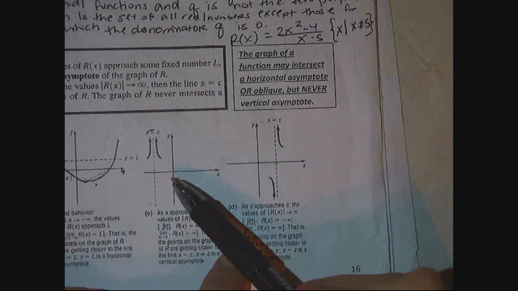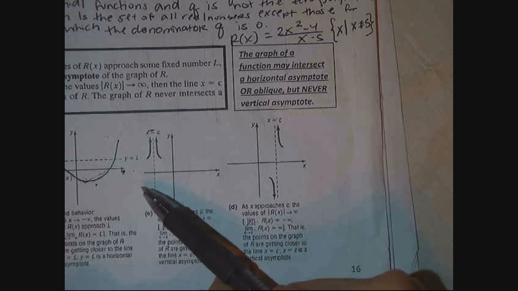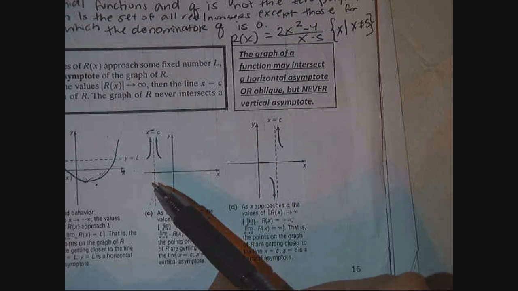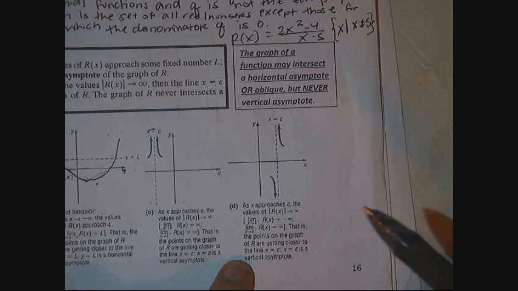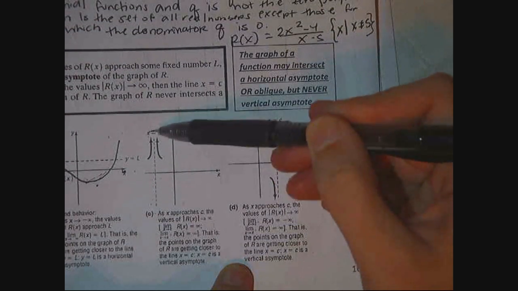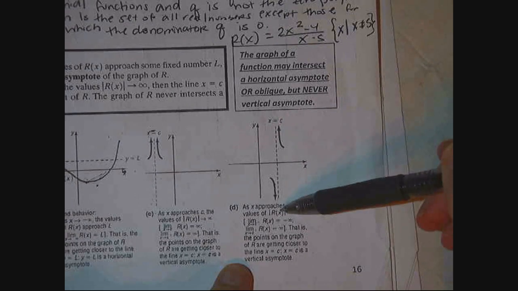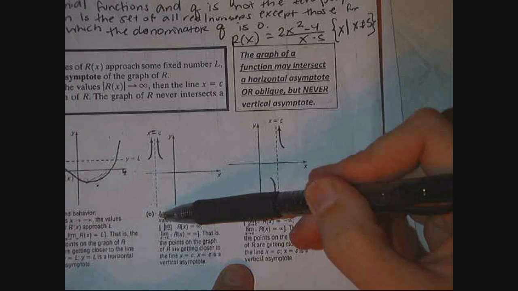Now these are usually where I have my difficulties with my domain. So these are the places where I'm not allowed to have domain values because I cannot plug in those values and have a defined value for y. So never ever can I cross a vertical asymptote. I cannot have these x values. That's why we have this asymptote.